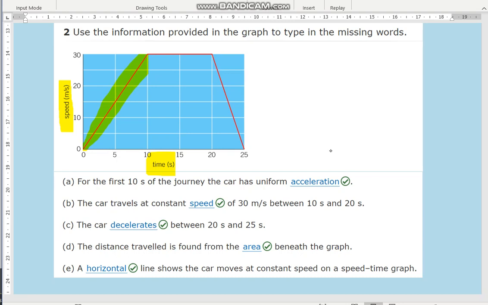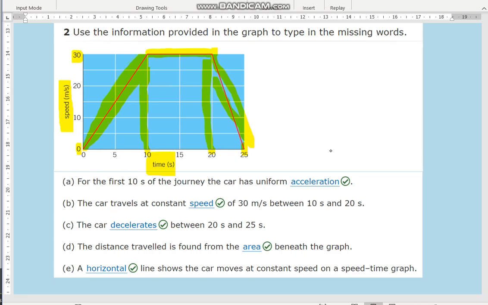The car travels at a constant speed of 30 meters per second between 10 and 20 seconds. So here's 10 seconds, here's 20 seconds, and you can see that the velocity or speed has stayed constant at 30 meters per second. The car decelerates between 20 and 25 seconds. So at 20 seconds here, we're going at our top speed of 30 meters per second, and at 25 seconds it's gone down to 0 meters per second, so that decrease in speed there is deceleration.